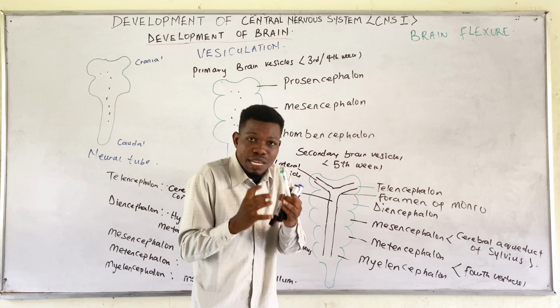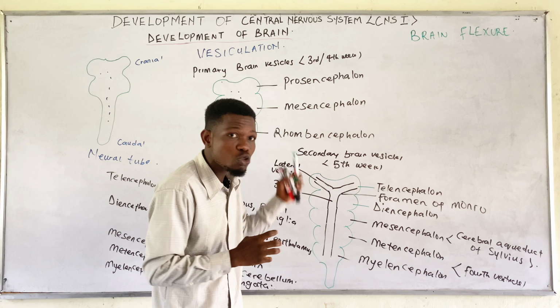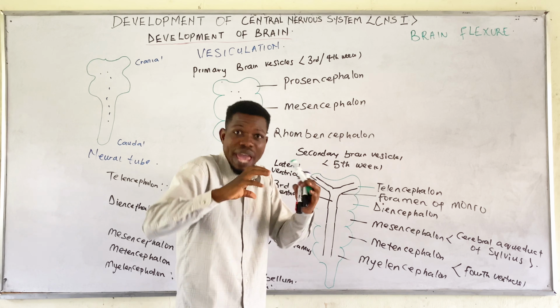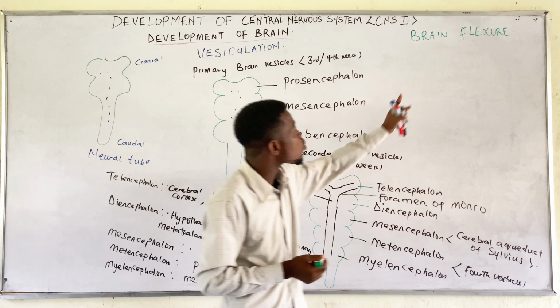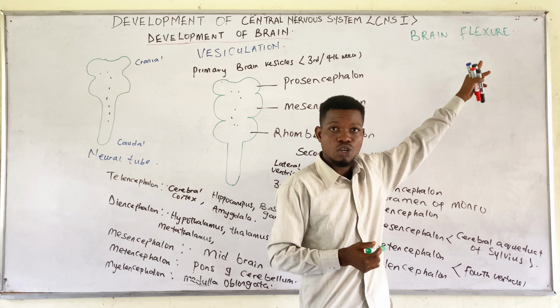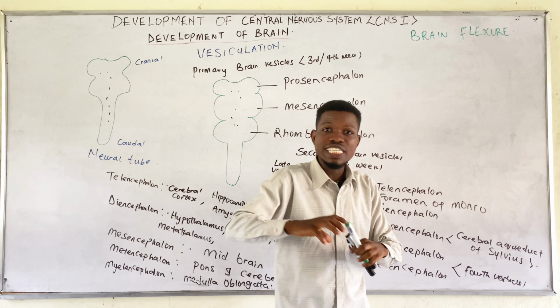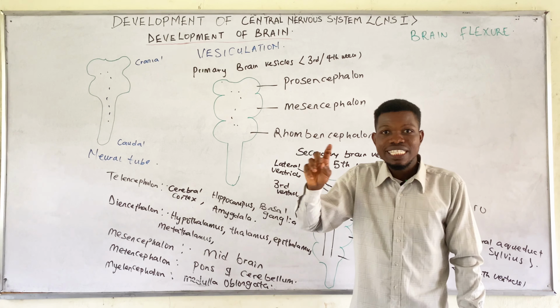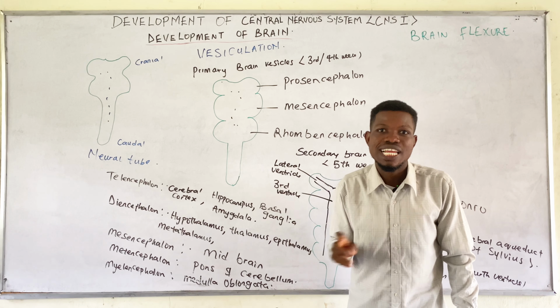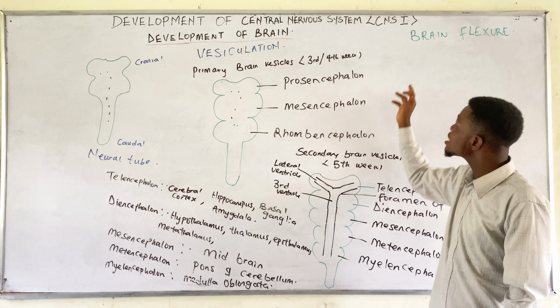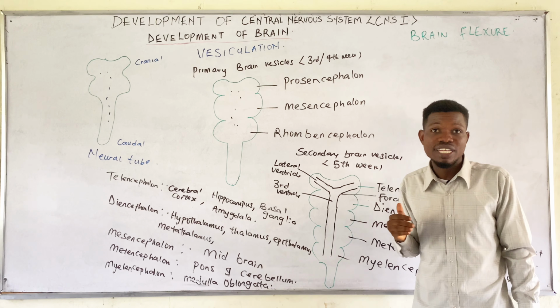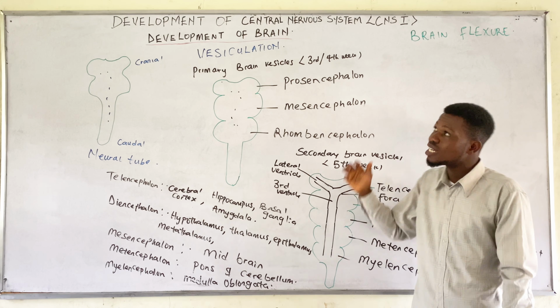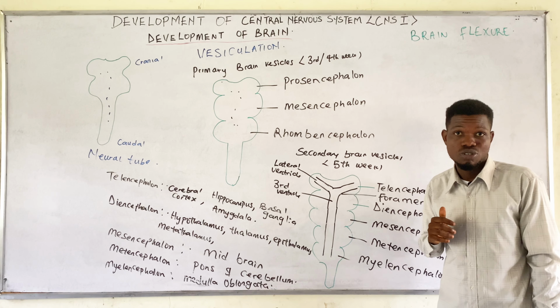So the limitation accounts for these brain vesicles to fold, to bend, and that folding action is what we call brain flexure. So the essence of the brain flexure is for the developing brain to occupy the limited space of the cranial cavity. And it is also essential to determine the shape of the brain, the crescent shape of the brain. That is the essence of the brain flexure.